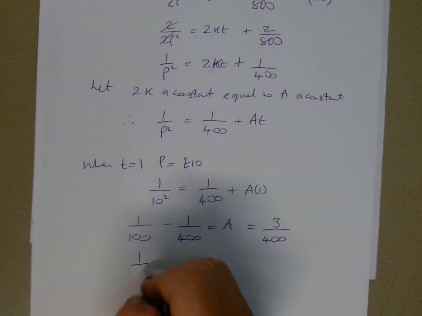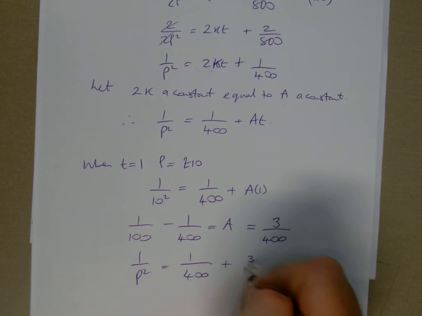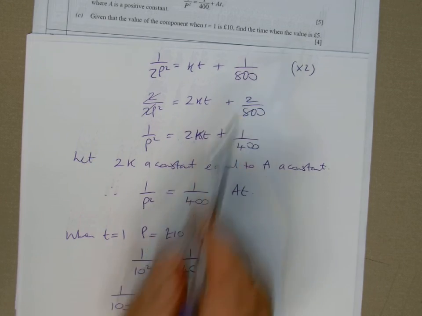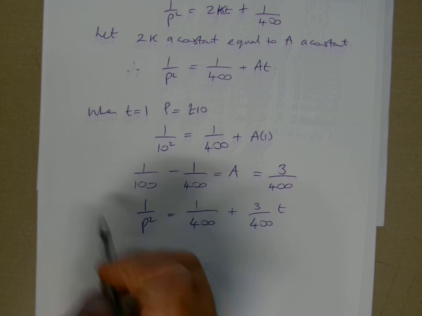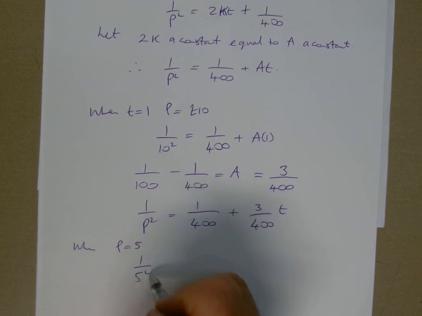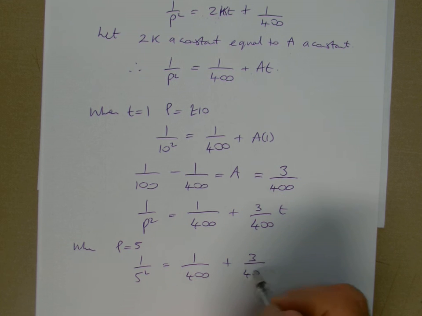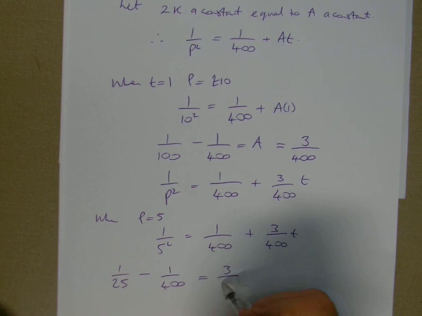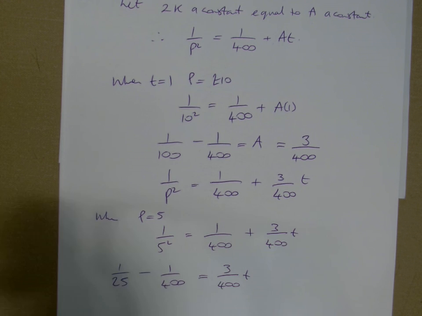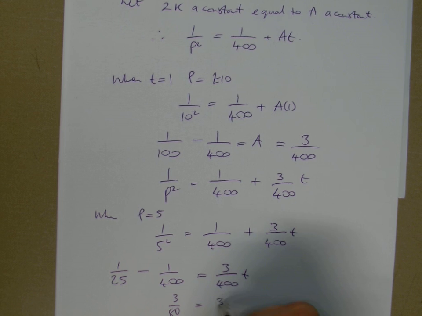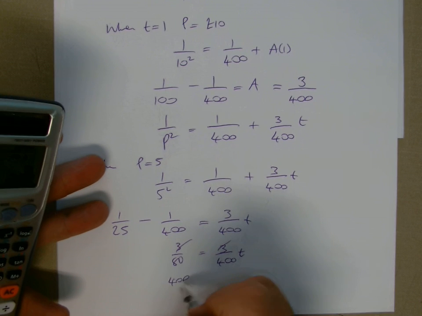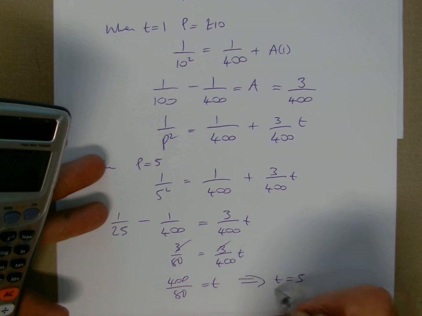So I can sub that back in. I've got 1 over p squared equals 1 over 400 plus 3 over 400 t. And it says find the time when the value is £5, so we just put £5 in here. When p equals £5, you've got 1 over 5 squared equals 1 over 400 plus 3 over 400 t. 1 over 5 squared is 1 over 25. Take away the 1 over 400, so that's 3 over 80, which equals 3 over 400 t. Those 3s cancel. Take the 400 up, so 400 divided by 80 equals t. That implies t will equal 5.